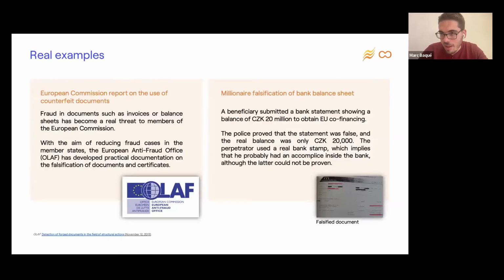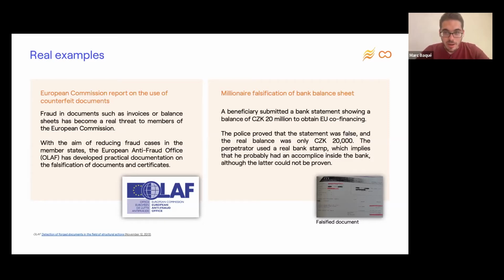And this is not something I have invented. This is based on real examples that have occurred over time. The first one is, for example, here in Europe, the European Commission has a specific document that reports the use of counterfeit documents. It's a real thing in Europe, and it can really affect the companies that are here.